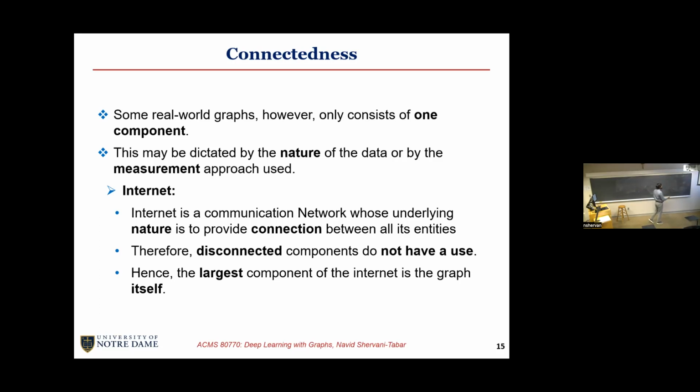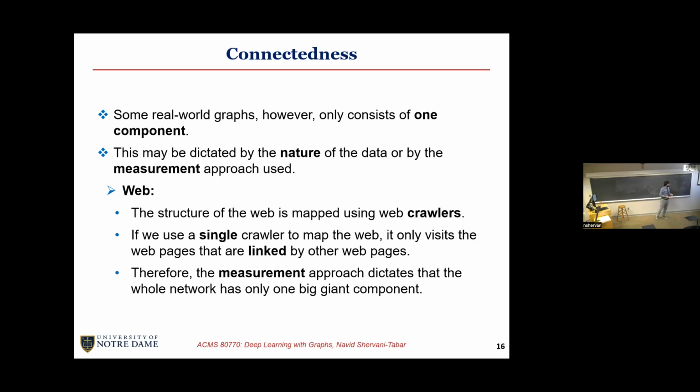The other example is the web. This time, the nodes are represented by different web pages, and the edges in this system are links that take you from one web page to another. Now, there is the possibility that there are a few web pages that are not connected.